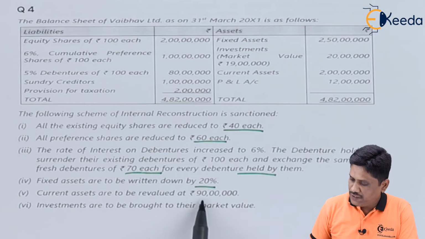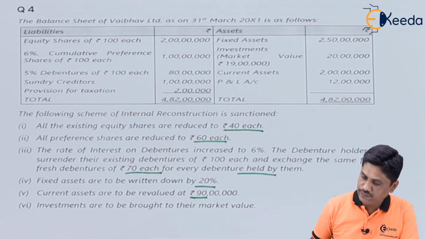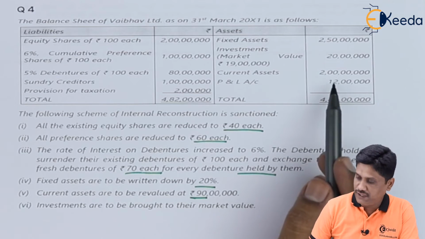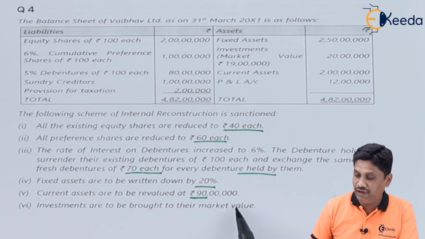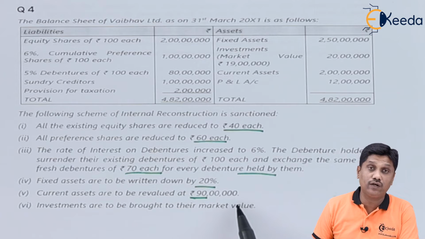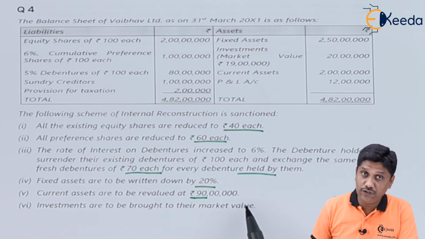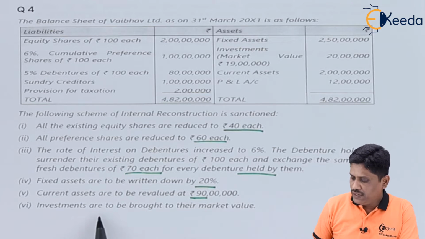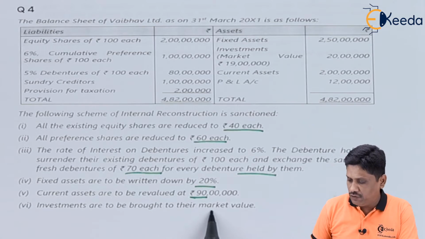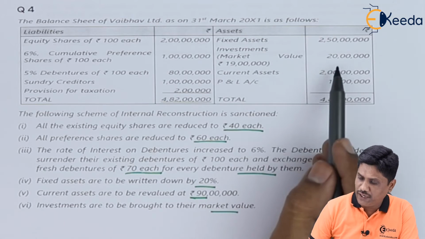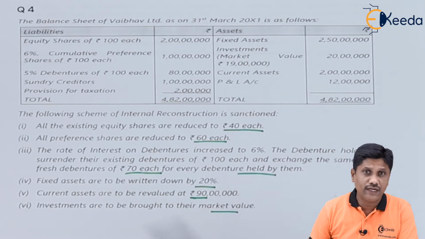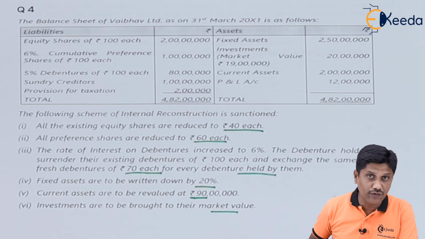Current assets are to be revalued at rupees 90 lakhs. Present value of current assets is 2 crore. They are revalued at 90 lakhs. That means 1 crore 10 lakhs is reduced from your current assets. Investments are to be brought to their market value. I hope you remember I told you that if funds are available, we will reduce it. Now the question is also saying that, so we'll follow that. Let's see the next information.